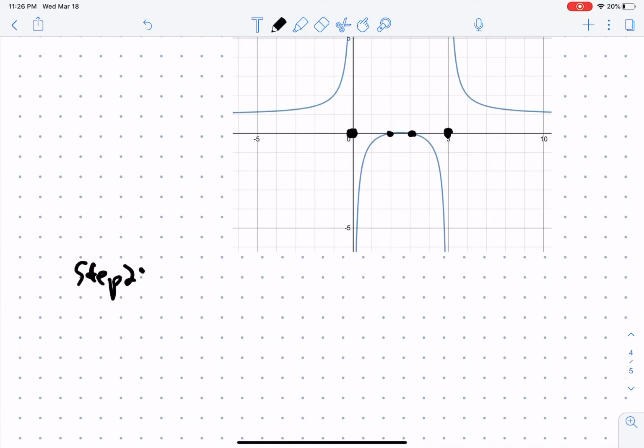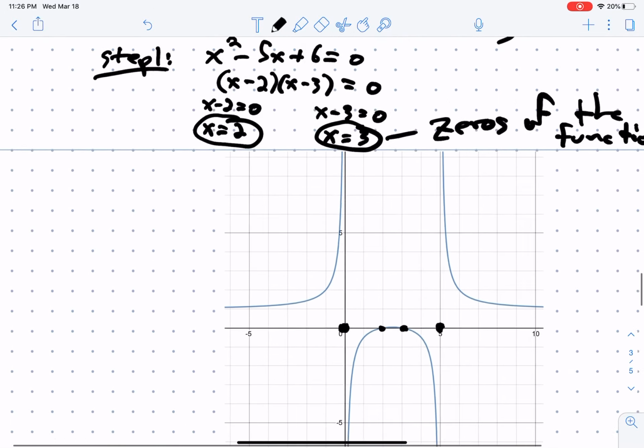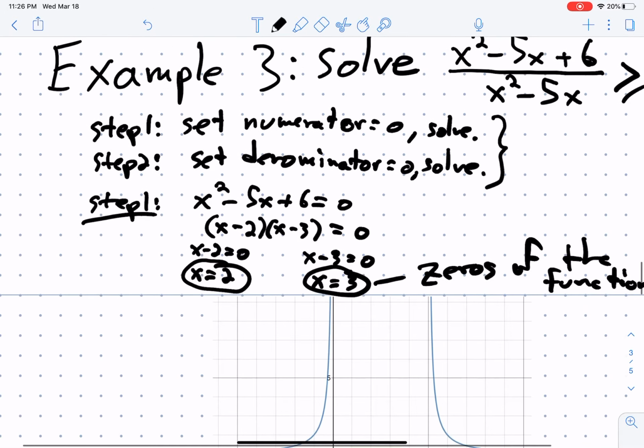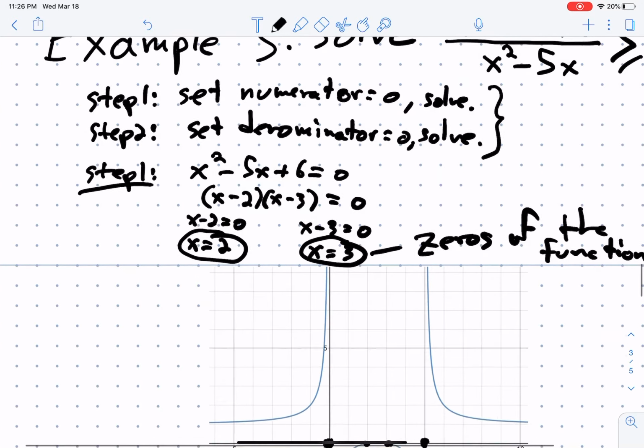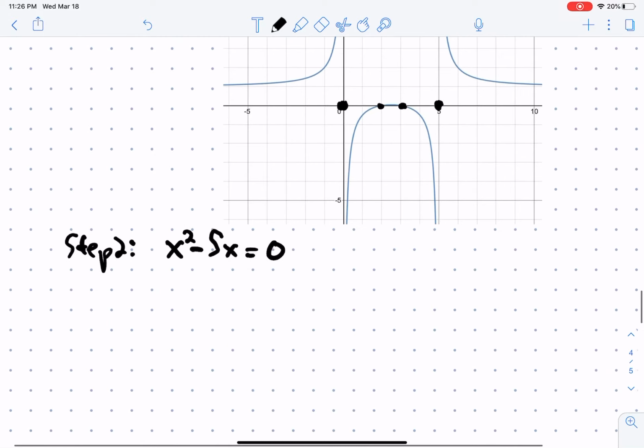Step 2 is set the denominator equal to 0, and the denominator is x squared minus 5x equal 0. When the denominator is 0, we're going to get something that's undefined because we can't have 0 on the bottom. We can't divide by 0. And so setting the denominator equal to 0 is going to tell us what are the places where the function is undefined.